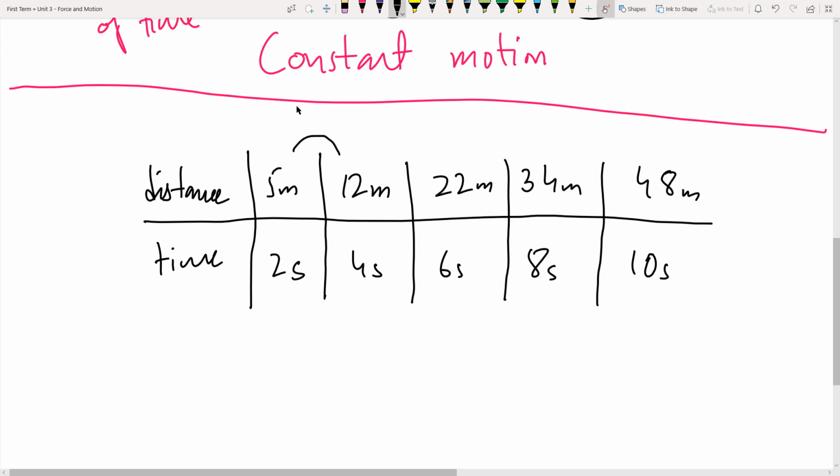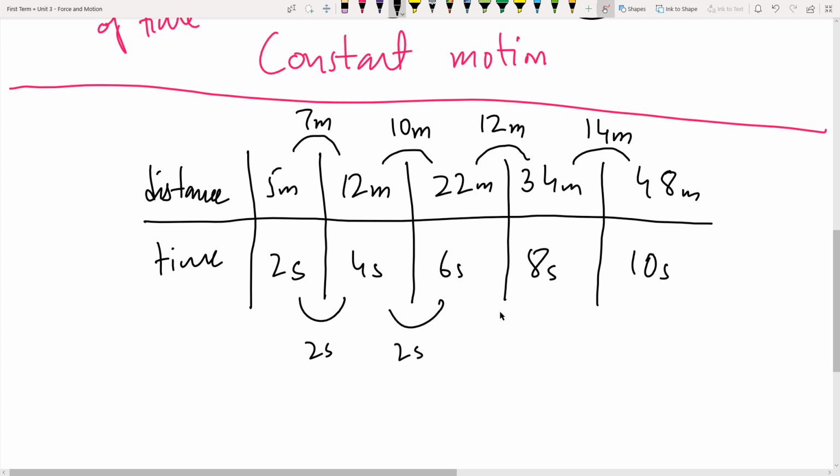So over here, the difference is 7 meters. Over here, the difference is 10 meters. Over here, the difference is 12 meters, and over here, the difference is 14 meters. But the interval of the time is 2 seconds. You're not supposed to draw these on the top or the bottom of the tablet, but I'm just trying to help you understand that this is what interval means.